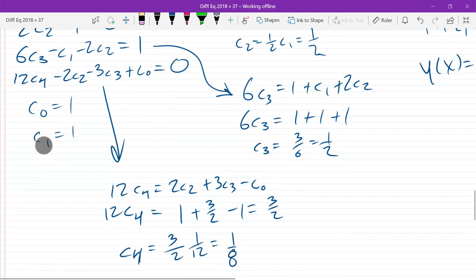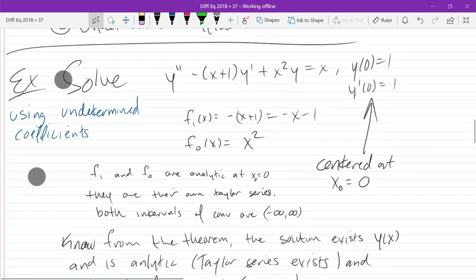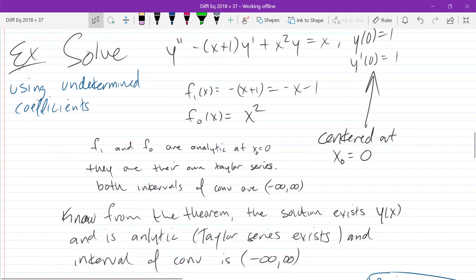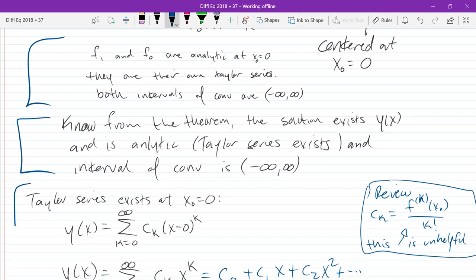So if I go back real fast, I wrote down the details here, but F1 and F0 are analytic, and they both have their own Taylor series, and their intervals are negative infinity to infinity. So from the theorem, we know there exists a solution, and it's going to look like that. So I'm using the theorem, which just tells me this thing exists.